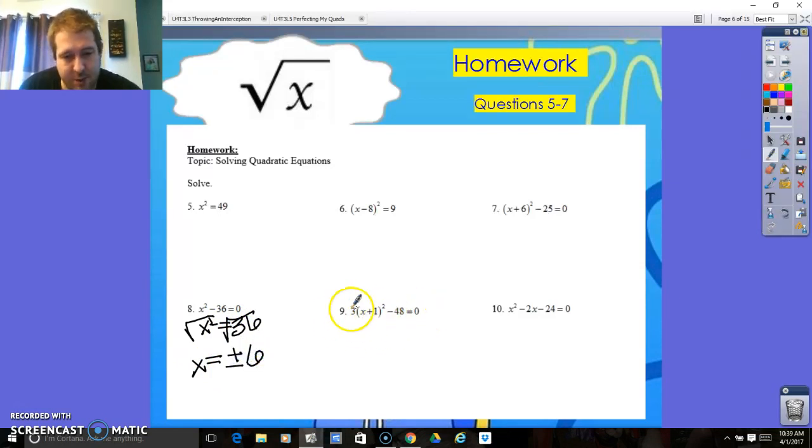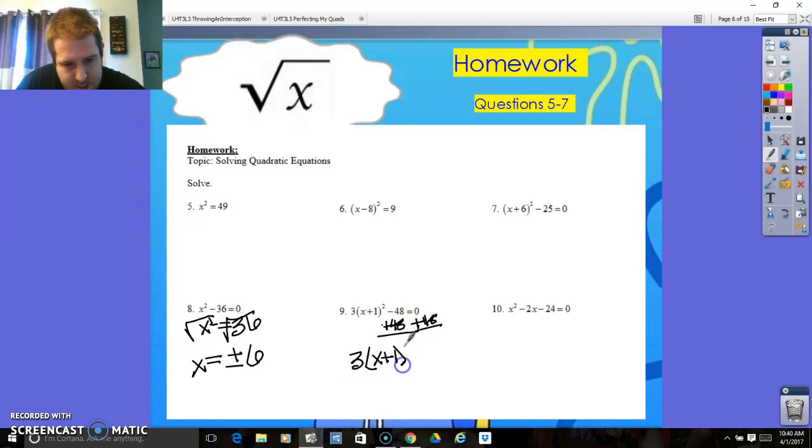This one, okay, a little bit more tricky. I want to make the left-hand side a perfect square. I want to get rid of this 48, and I want to get rid of this 3 so that all I have left is this x plus 1 squared. Yes, I said it like that on purpose. So first thing I'm going to do is add 48 to both sides. That gives me 3 times x plus 1 squared equals 48.